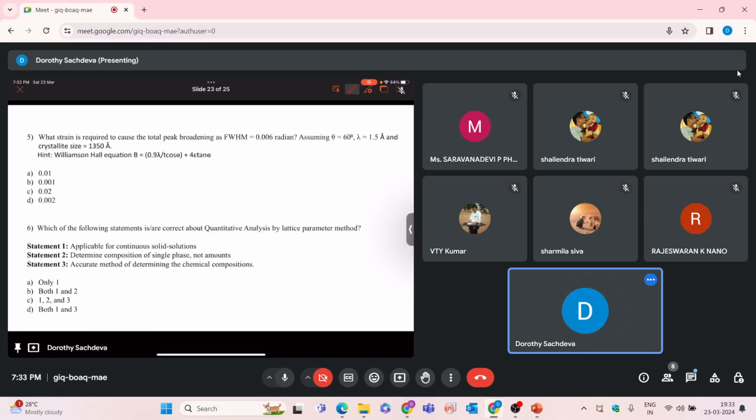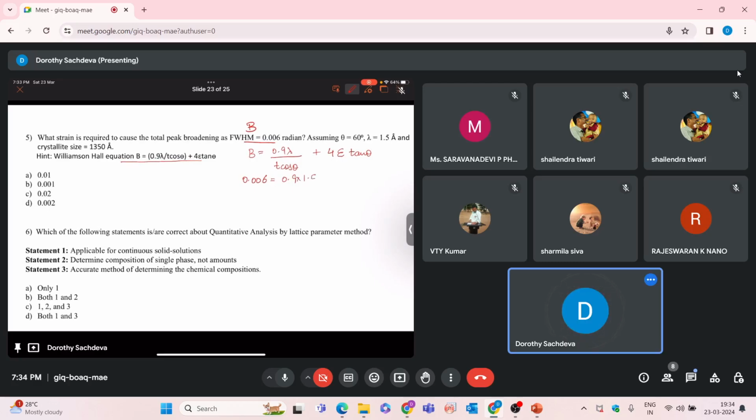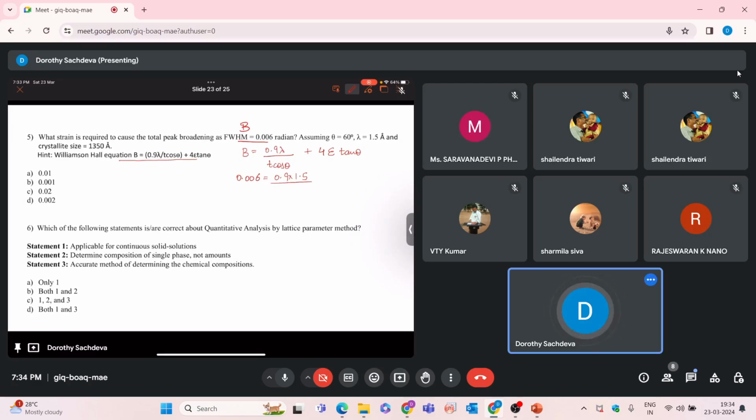This Williamson Hall equation is represented by B equal to 0.9 lambda divided by T cos theta plus 4 epsilon tan theta, where epsilon will be the value of your strain. So your FWHM is basically your B. B is given as 0.006, 0.9 times the wavelength, which is also given as 1.5, divided by crystallite size T, which is 1350 angstrom, times cos 60 degree, plus 4 epsilon tan 60 degree.